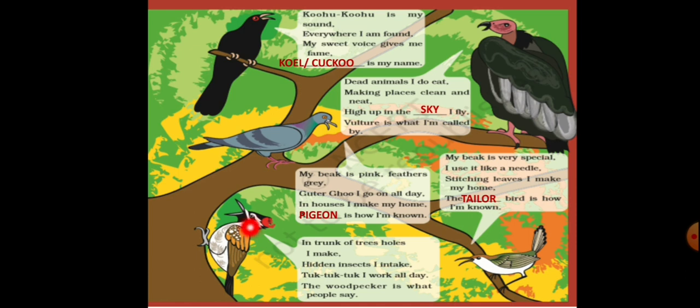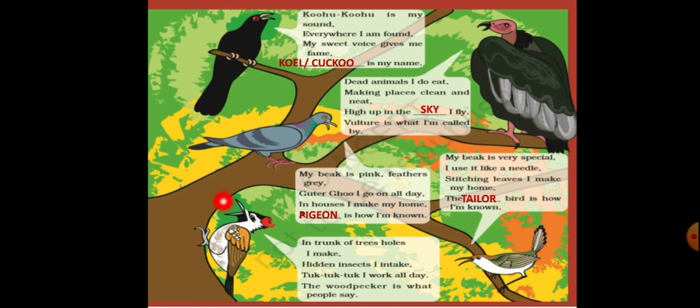Now look at this bird. Oh, it is sitting on the tree. Let us see what this bird says. In trunk of trees, holes I make here. Hidden insects I intake. Intake means to eat. Tuk tuk tuk. I work all day. The woodpecker is what people say. So this bird is the woodpecker.